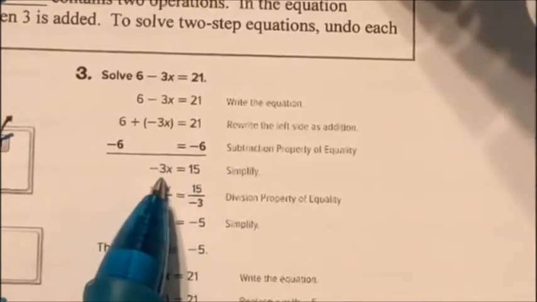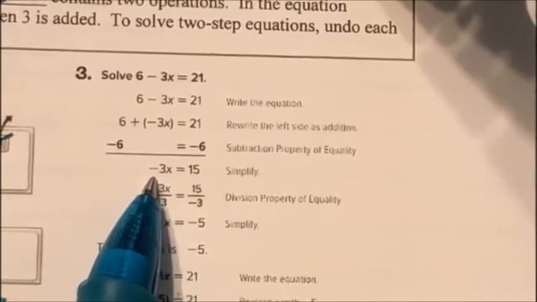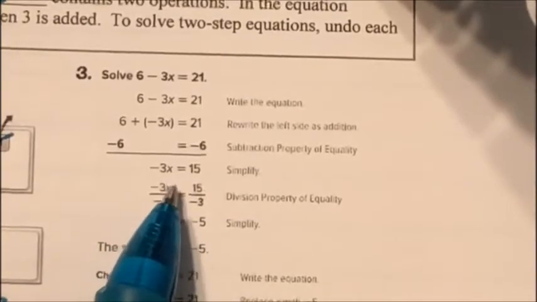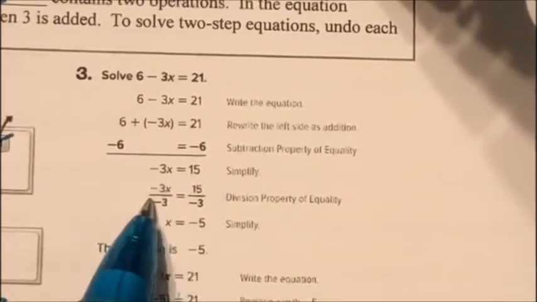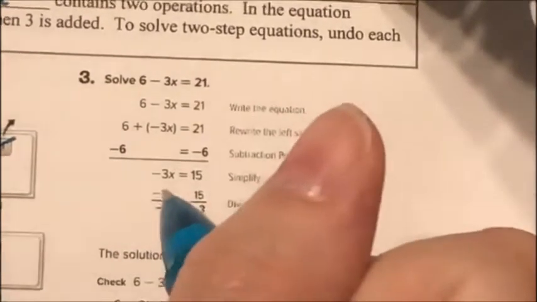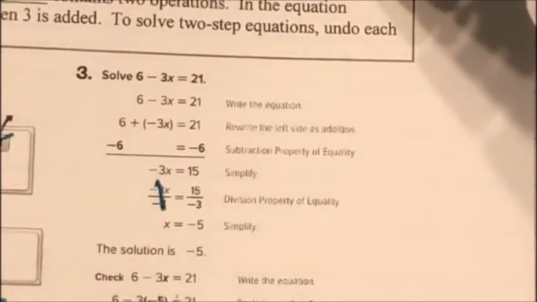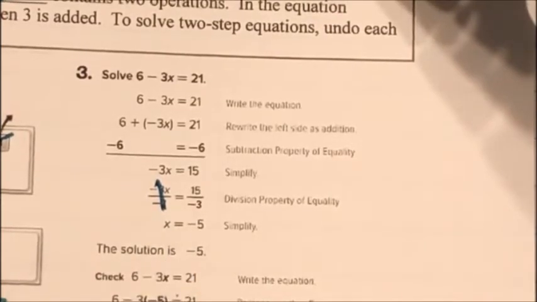Then, because I'm multiplying here, I divide both sides by negative 3. Make sure you want to get a positive x. You want to have a positive variable. Okay? Divide both sides by negative 3. Negative 3 divided by negative 3 cancels, and I'm left with x equals 15 divided by negative 3, which gives me negative 5. Okay? Again, you can always double check your answer.